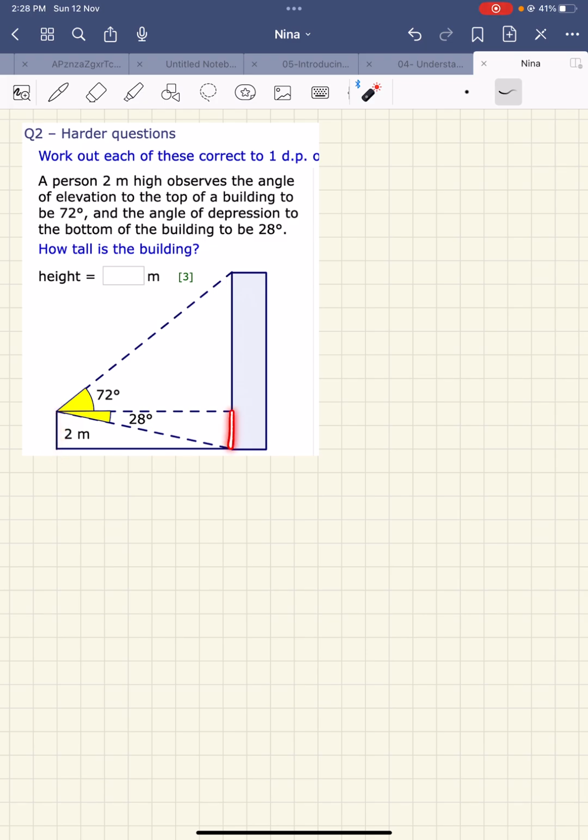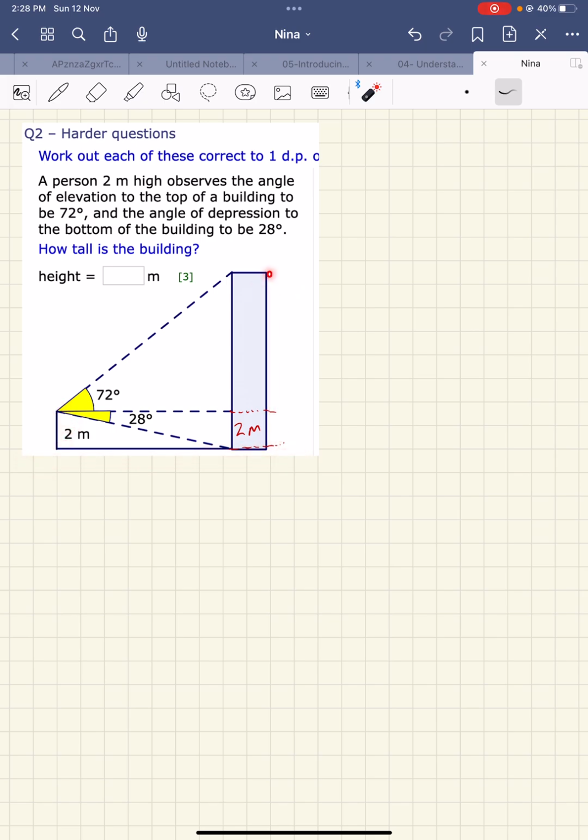Well, that would also make this bit 2 meters high, so I'm just going to put a little 2 meters over here. That's 2 meters. So this little bit at the end is 2 meters. And we've got 72 degrees mentioned. And we've got 28 degrees mentioned. And we want to know the height of the building. So we actually want to work out all of this. And I think that's the height of the building, right? It looks like this is the ground that we're walking along. This is the person standing here, right?